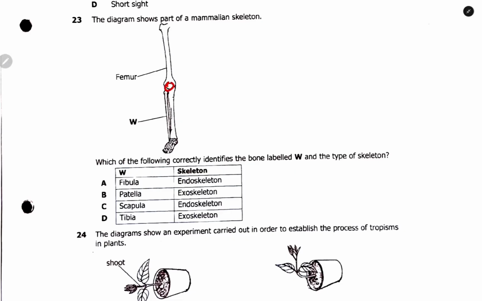The scapula, of course, not here, but of course the tibia, it is this other one. Then this is the femur. So it is fibula, and of course this is endoskeleton, the skeleton that is found inside, like for example in humans. So the answer here is A.